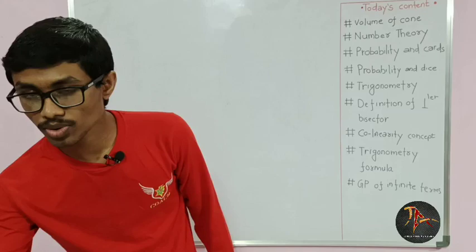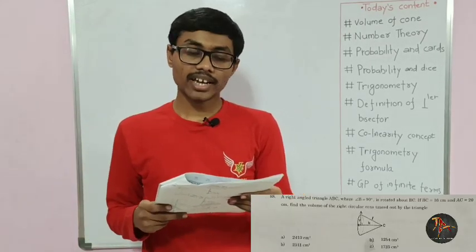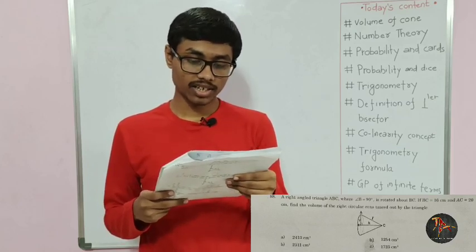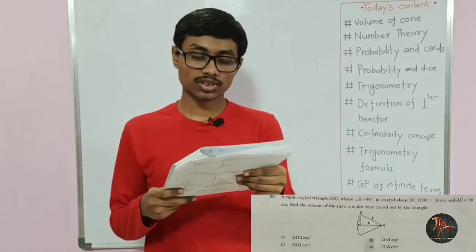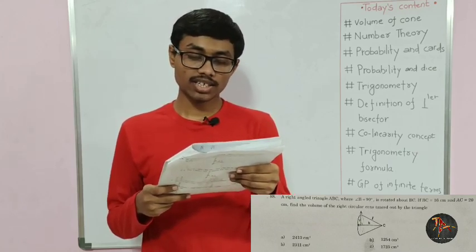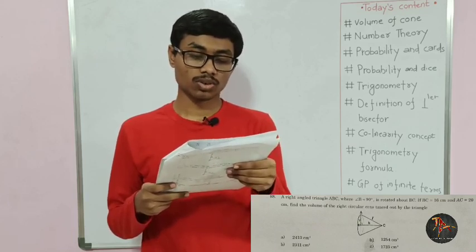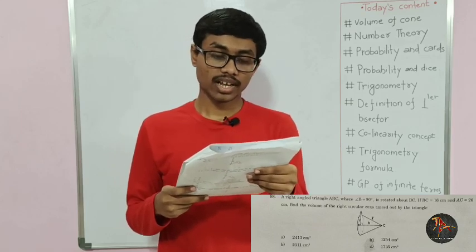Now let us move towards the first question of today's class, which says that a right angle triangle ABC, where angle B is 90 degree, is rotated about BC. If BC is equal to 16 centimeter and AC is equal to 20 centimeter, find the volume of the right circular cone traced out by the triangle.